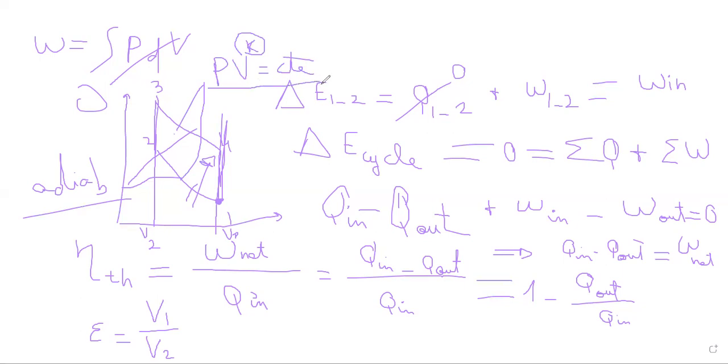But if I tell you now to relate the efficiency to epsilon and K, how can you start? How can we incorporate epsilon and K into our analysis here? Any idea?